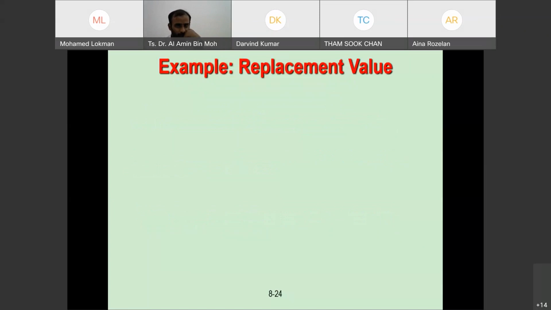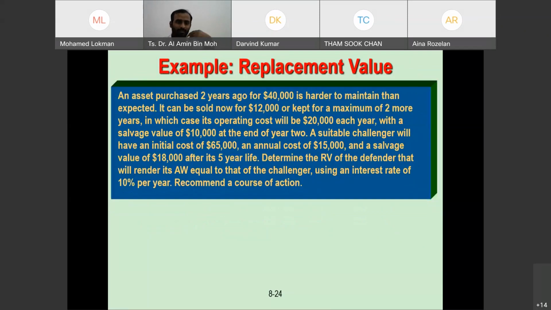Okay, just go to the question. So we are going to have a similar scenario again. We have a suitable challenger. Initial cost 65,000, annual cost 15,000, salvage value 18,000 after N is 5. So this is the challenger. Of course, we are going to have the defender. We have discussed this, 40,000 2 years ago.